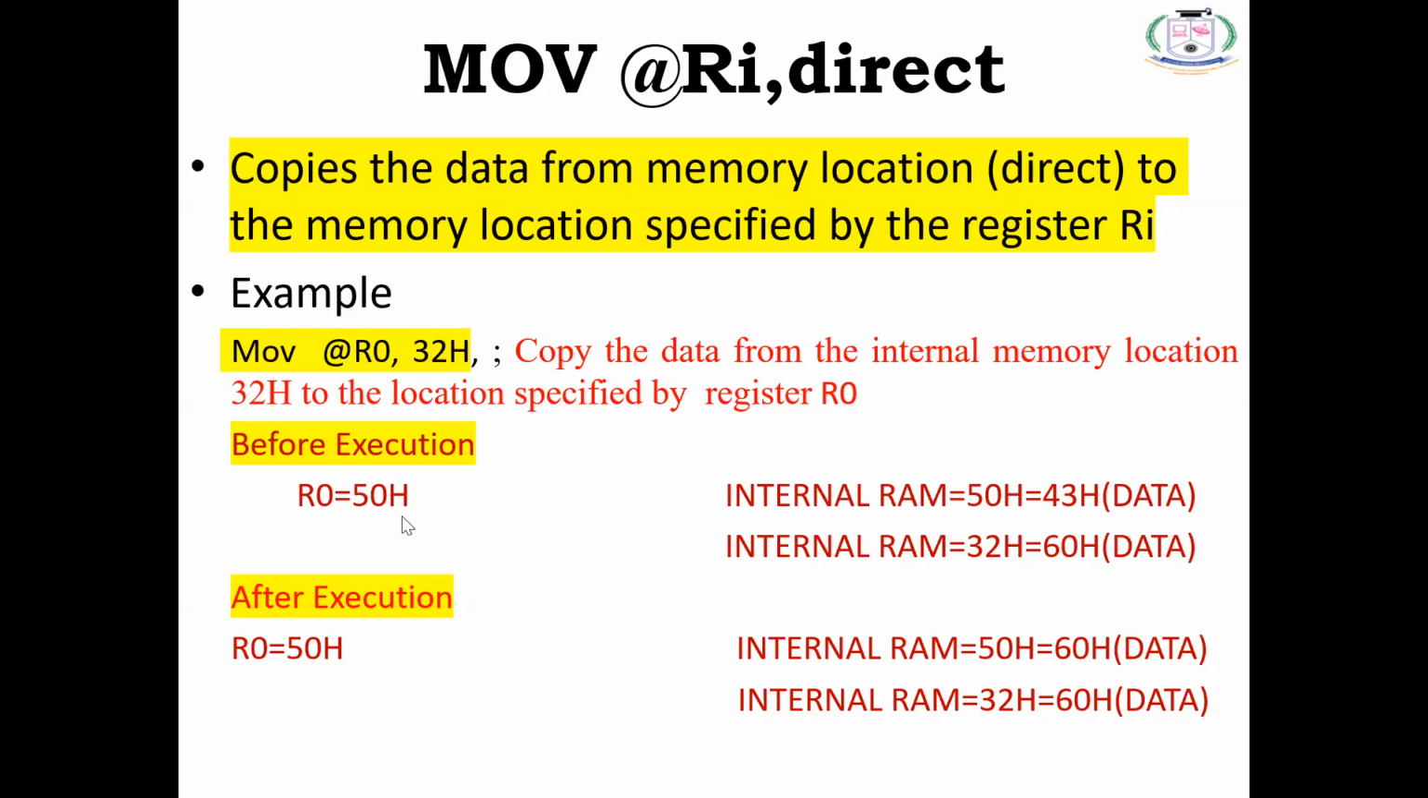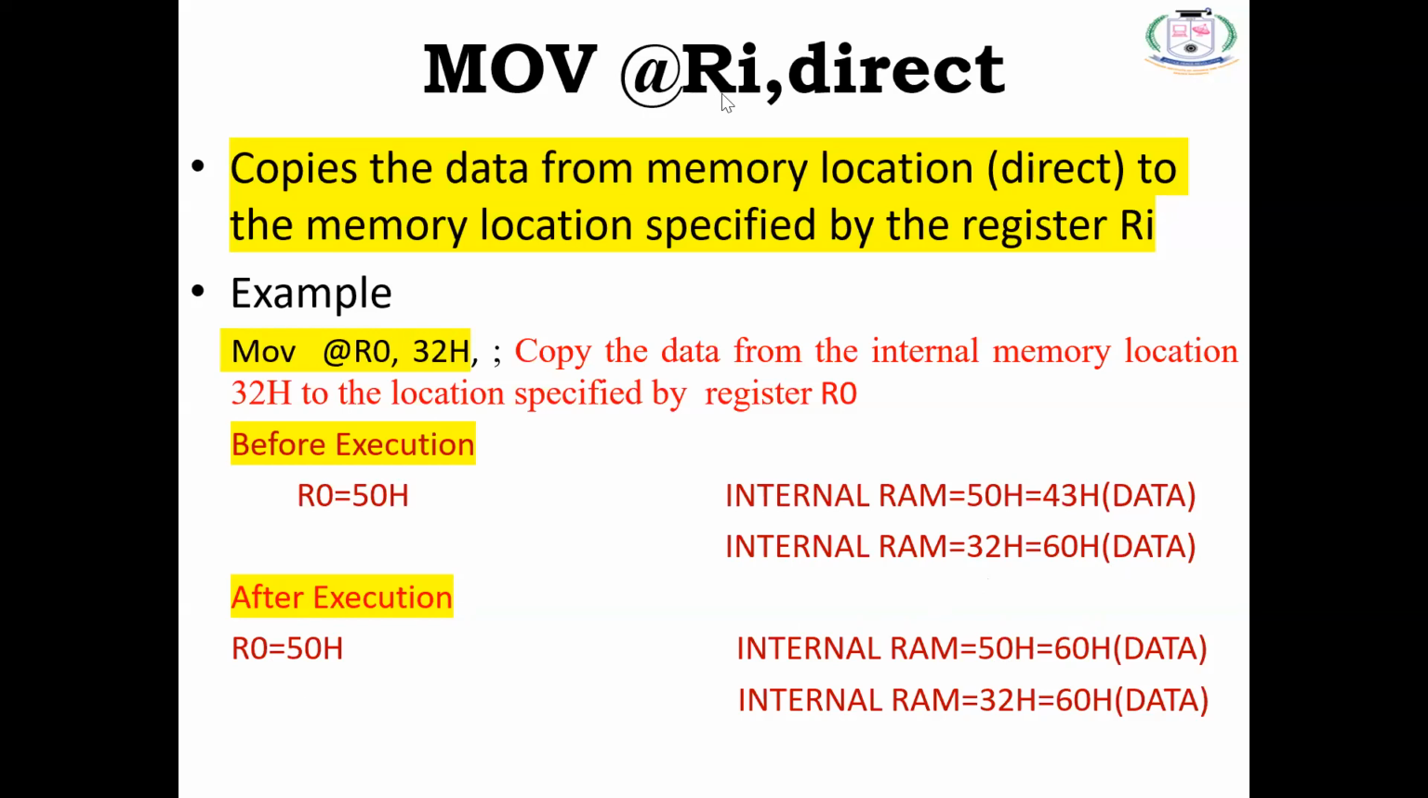So here you can mute your audio. My R0 value is what? 50H. Okay. Internal RAM, what am I giving? MOV @R0, 32. So 32 is my what? Internal memory location. My 32H location, what data is it holding? 60. So that 60, where will it go? @R0. @R0 means what? At 50. So at 50, it will move the data 60.